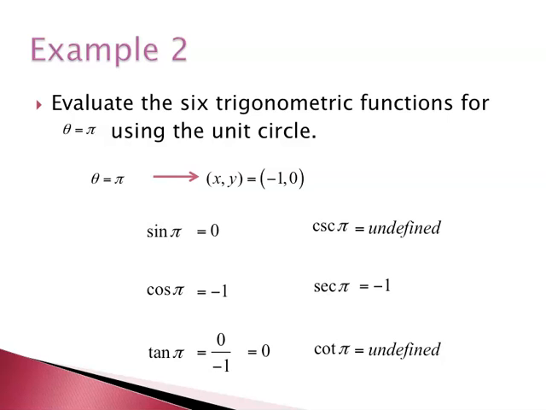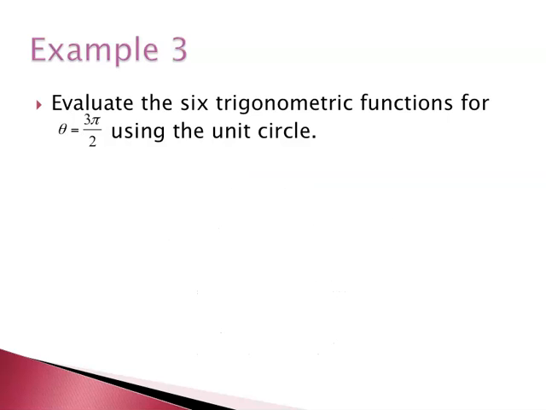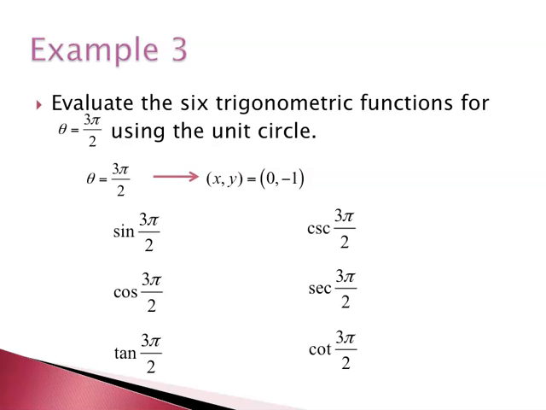All right, last example. Evaluate the six trig functions for theta equals 3 pi over 2 using the unit circle. Okay, so again, on the unit circle, 3 pi over 2, where is that going to be? It looks like it's on the bottom of the unit circle, where the coordinates are 0, -1. Again, x corresponds to cosine, y corresponds to sine. So sine of 3 pi over 2 is equal to -1. Cosine of 3 pi over 2 is equal to 0.